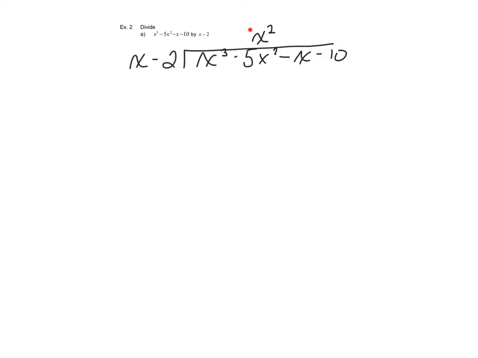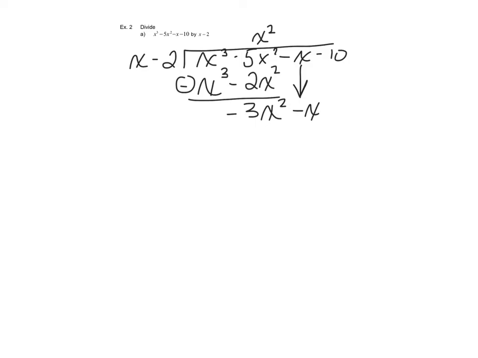So I do x squared times this entire thing here. That will give me x cubed minus 2x squared. And the whole goal was to get these two the same, so when I subtract it, it's gone. So let's do that. That will be 0, and we'll get negative 3x squared. And then we have to bring this down, and I'll get minus x.